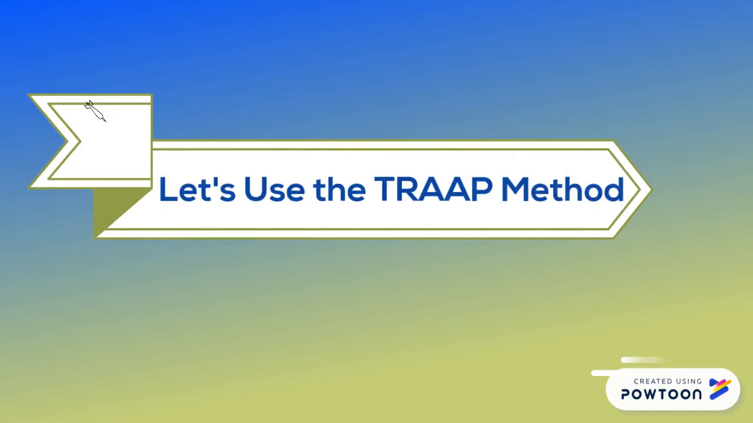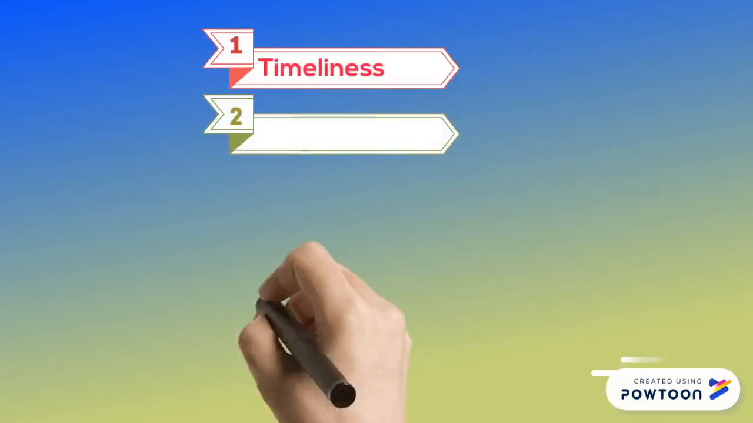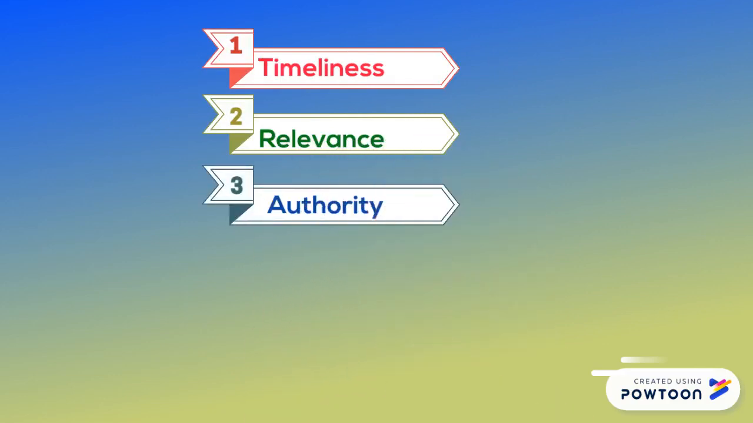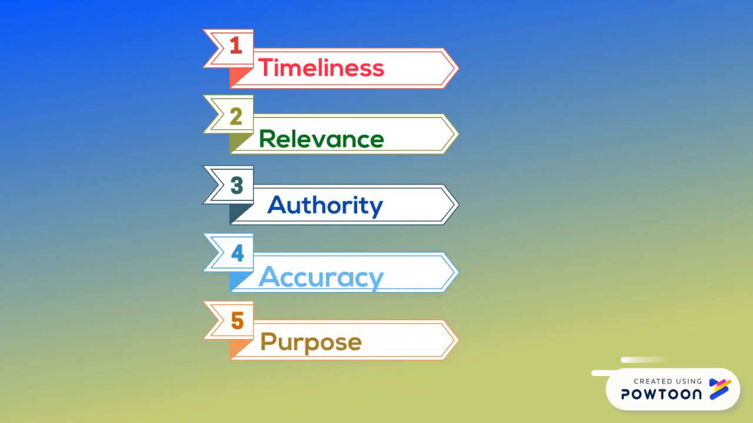To do that, we can use the TRAAP method. This framework helps you to understand what questions you should be able to answer about your source in order to decide if that source is right for you. TRAAP stands for timeliness, relevance, authority, accuracy, and purpose. All of these are important and should be considered. Some are more obvious than others, but you should be able to answer questions about each topic. Let's review how each criteria should be contemplated.